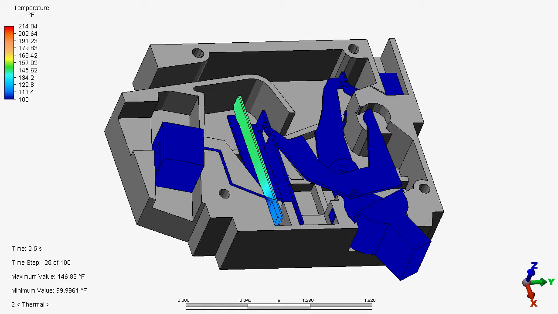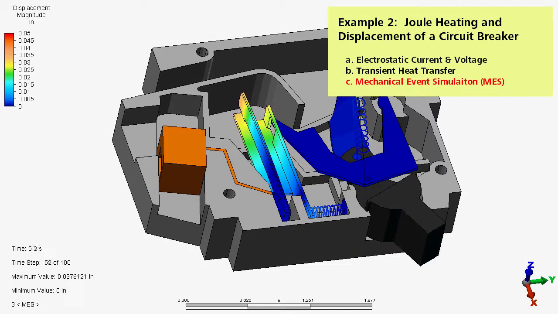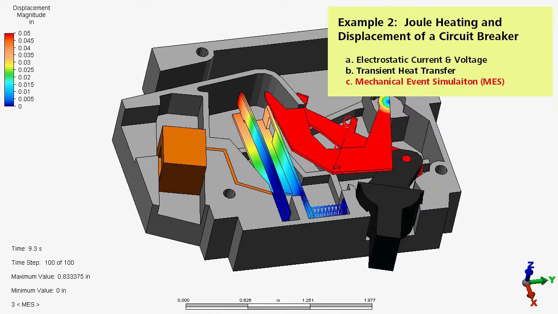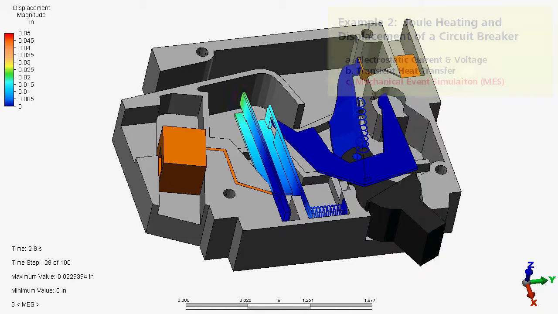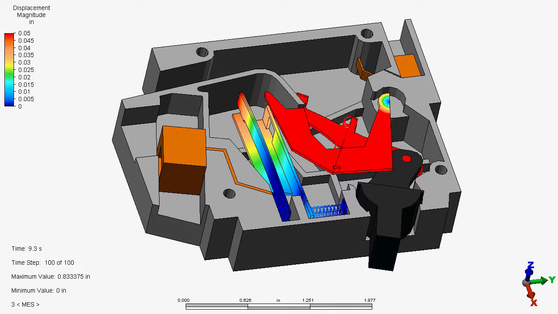in the applicable parts. The third and final design scenario is a mechanical event simulation in which the temperatures from the second scenario cause the bimetallic strip to deform due to the differing coefficients of thermal expansion. When the strip has deformed sufficiently, the circuit breaker is tripped, disconnecting the flow of power.